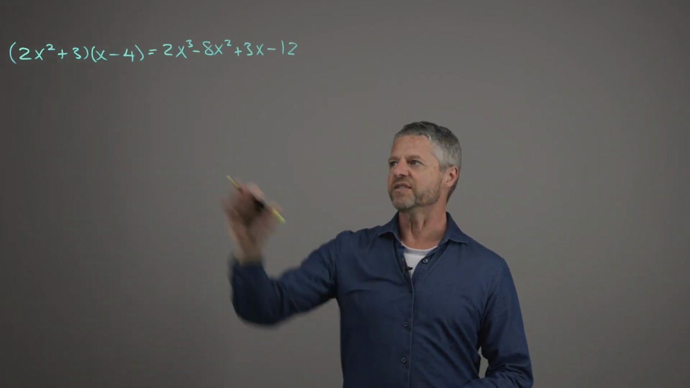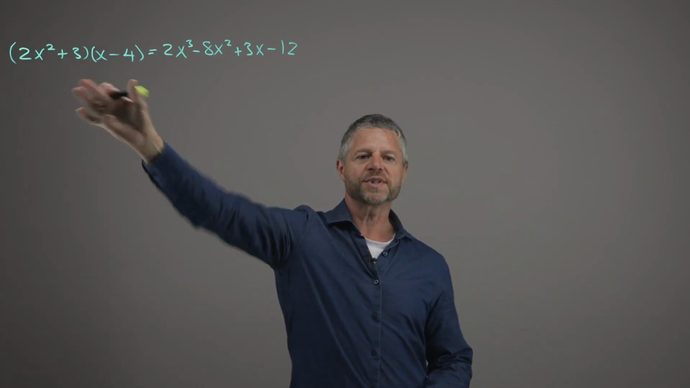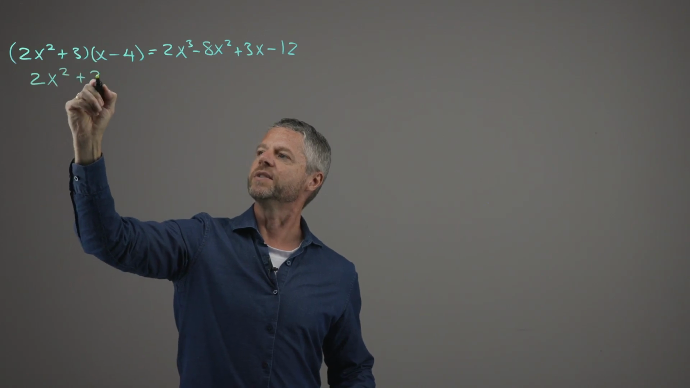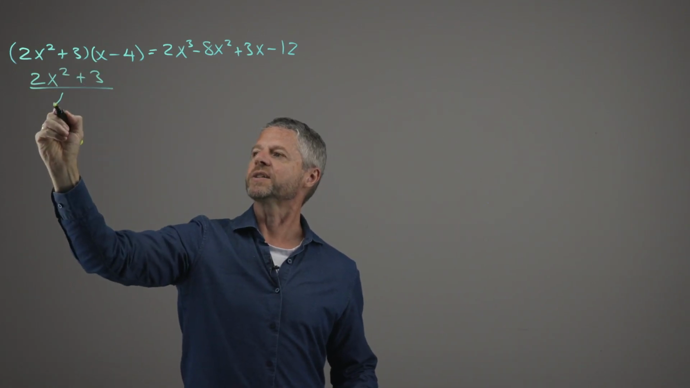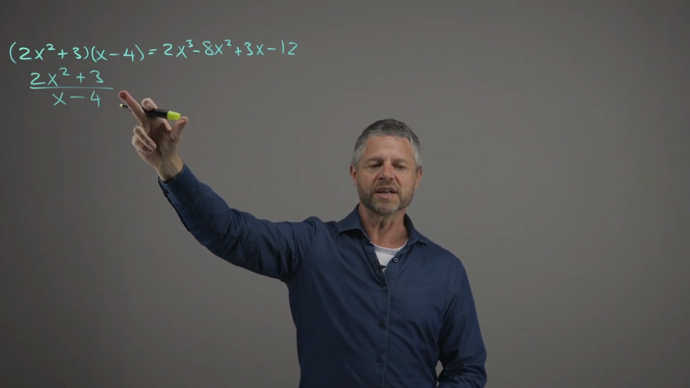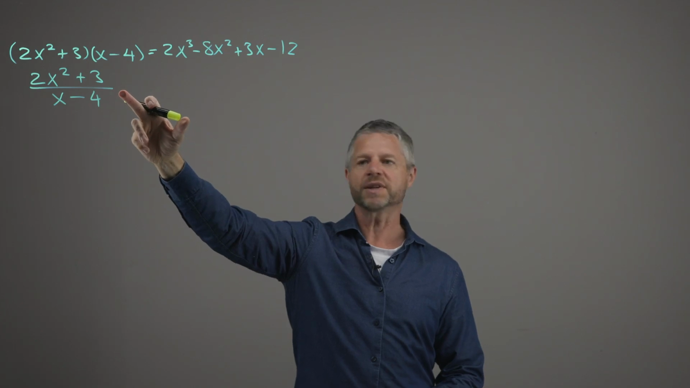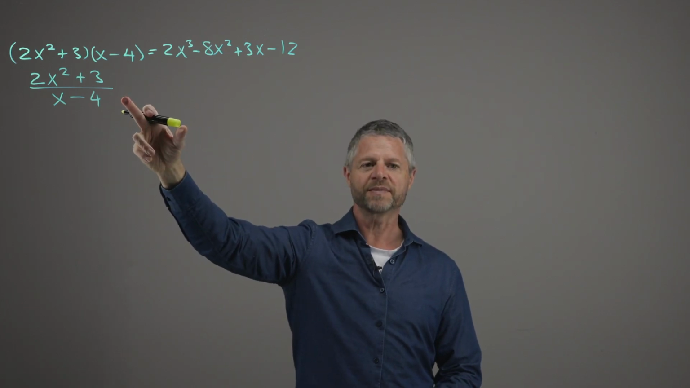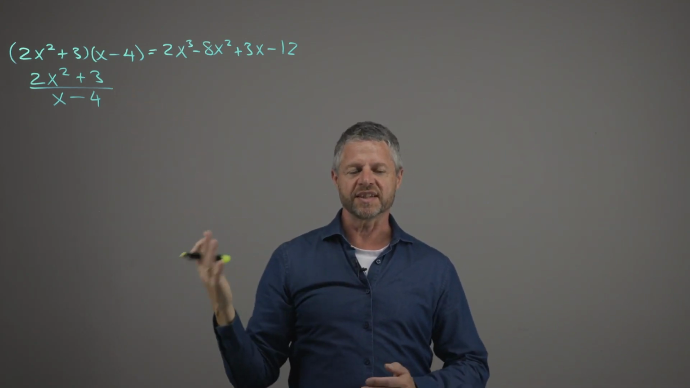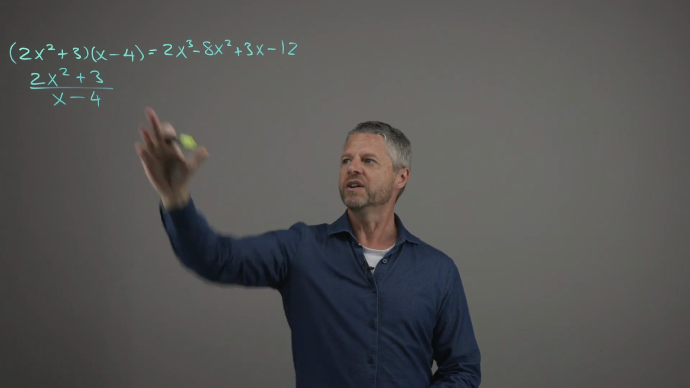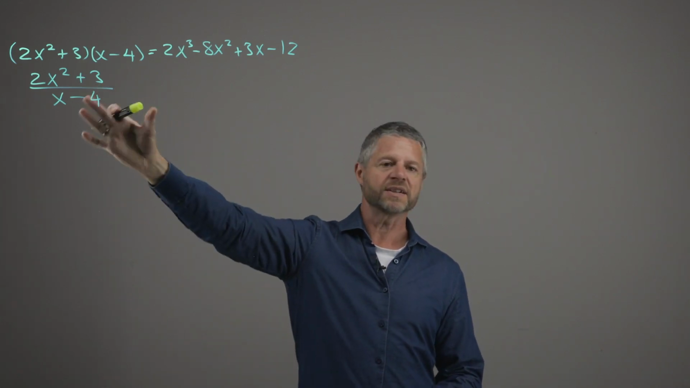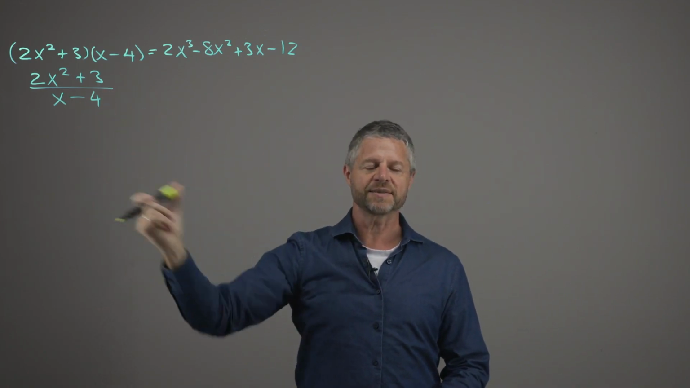But if instead of multiplying these two polynomials together, we divide them, so 2x squared plus 3 divided by x minus 4, then we're no longer in the family of polynomials because this is not a polynomial. And the name of this type of expression is, it's called a rational expression, one polynomial divided by another. In this case, we can't simplify this, so that's it.